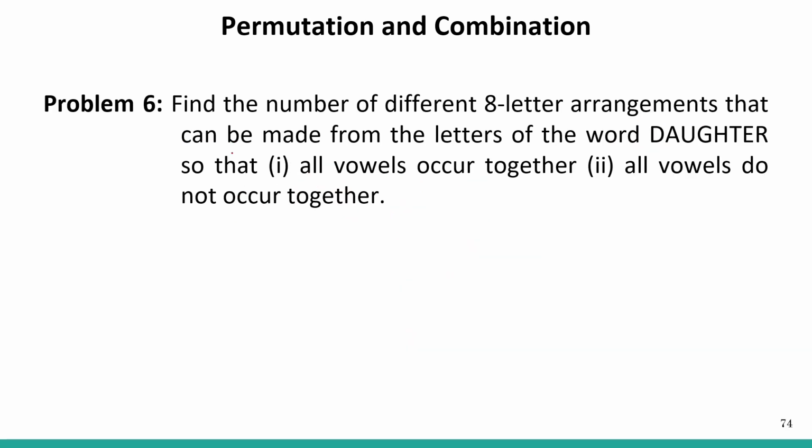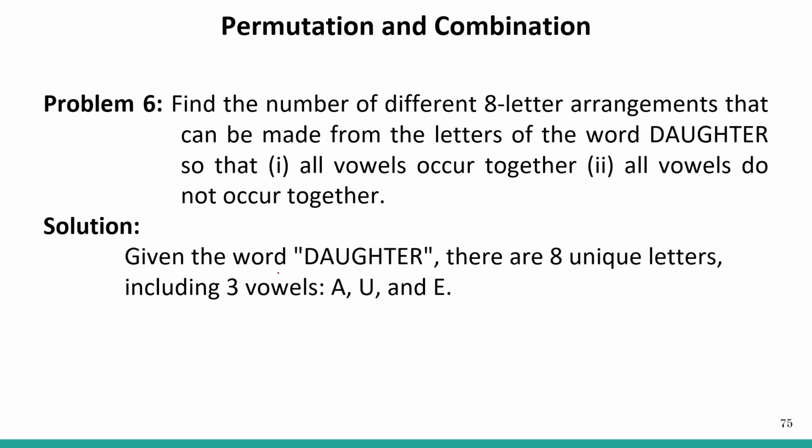Okay, so let's go forward with problem number 6. Find the number of different 8 letter arrangements that can be made from the letters of the word daughter. 1, 2, 3, 4, 5, 6, 7, 8 letters are there, right? So that all vowels occur together, that is, all vowels do not occur together.